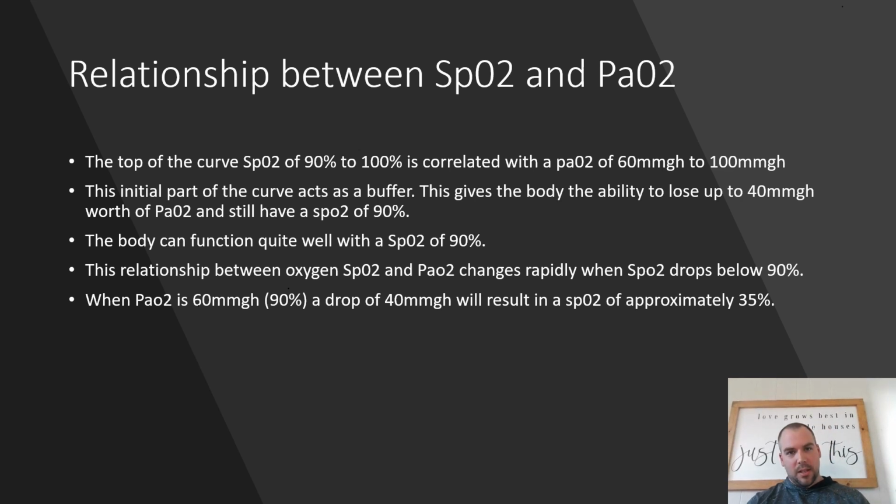Once the PaO2 is at 60 millimeters of mercury, now that relationship has changed drastically. A drop of 40 millimeters of mercury from 60 will result in O2 sats of 35%, which, I've been a paramedic for 11 years, I have never even seen a dead human being with saturations of 35%. So again, you just can't tolerate losing oxygen beyond that point. It just drops like crazy. That's the first real takeaway of the oxyhemoglobin dissociation curve. That's the first thing you should understand about it.